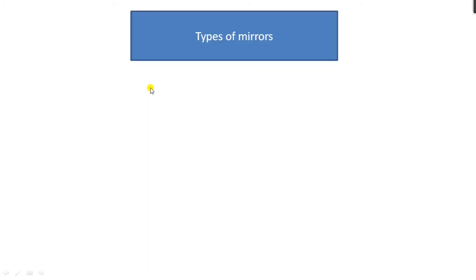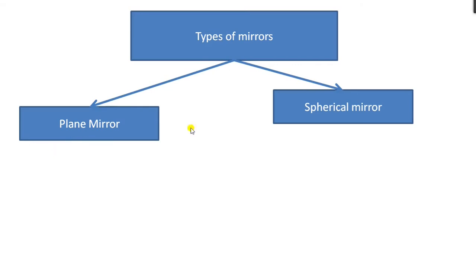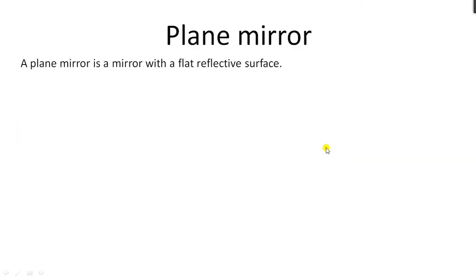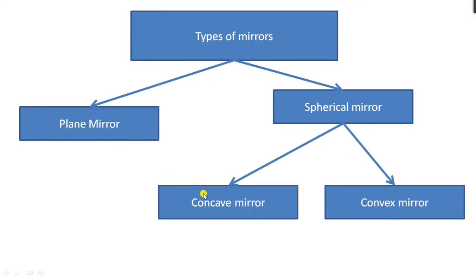So now let's see what are the types of mirrors. So there are two types of mirror, one is plane mirror, another is spherical mirror. And spherical mirrors are further divided into two categories, concave mirror and convex mirror. So now let's understand what is plane, concave and convex mirror in details.